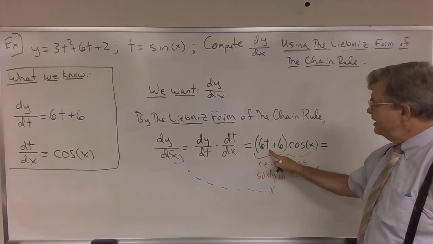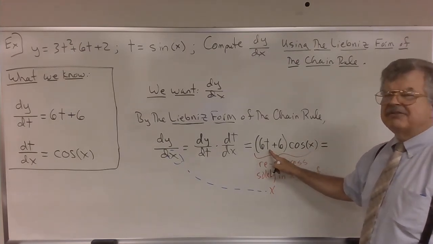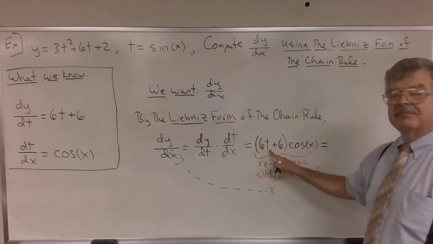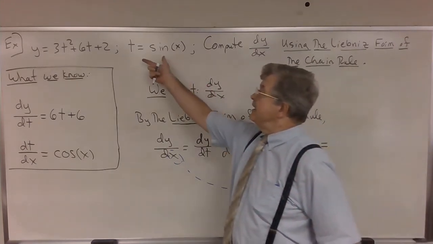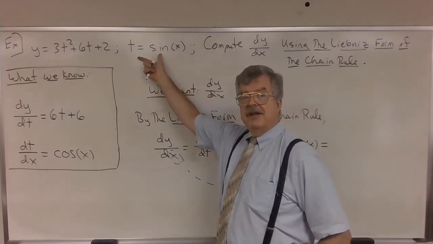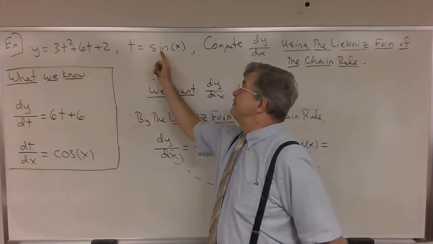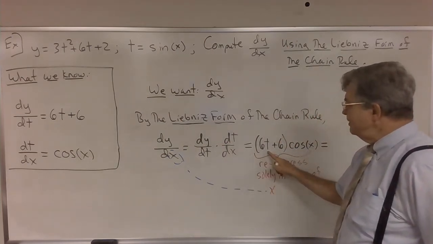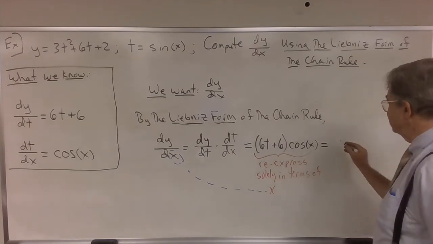So I've got to get rid of this t. And I can't just replace it with an x because t and x are not the same thing. But they are related. Right up here, this tells us how t and x are related. t is the same thing as sine of x. So down here where I see t, I'm going to substitute sine of x.